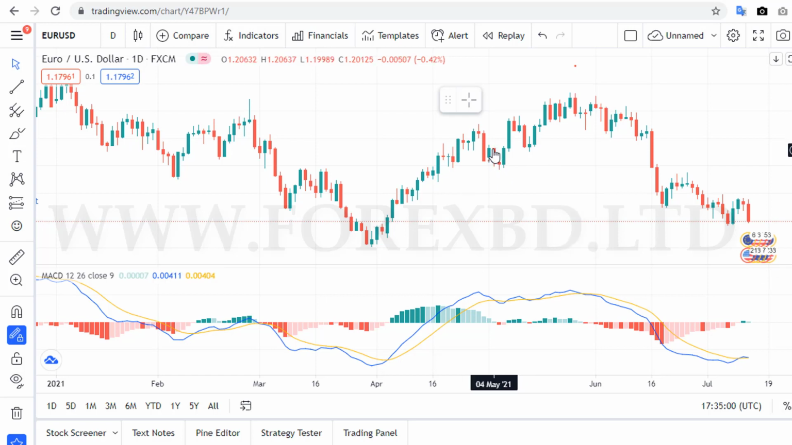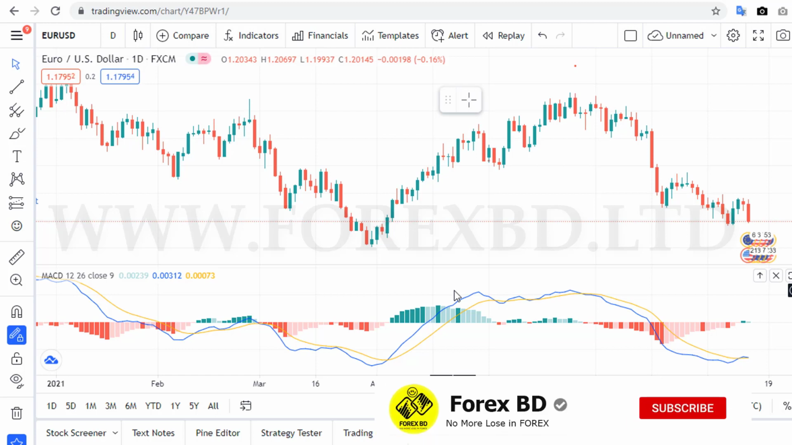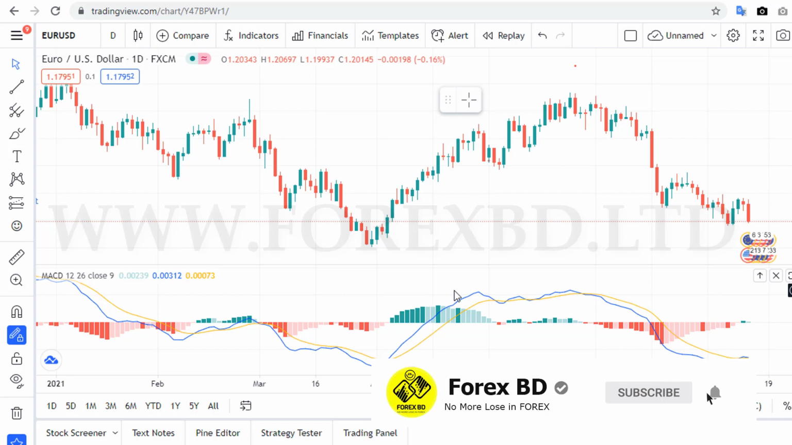In the same way, when you take a sell entry and the histogram is getting bigger, then the signal will be market downtrend. So after you take the entry, when you see the histogram getting bigger, you will keep the entry running, and when the histogram is getting smaller, you will close the entry. Basically, by watching the histogram, you can easily understand when the market will go in the uptrend or downtrend.